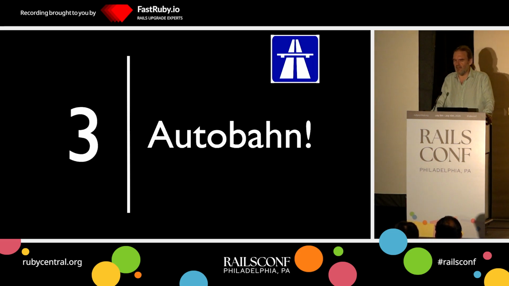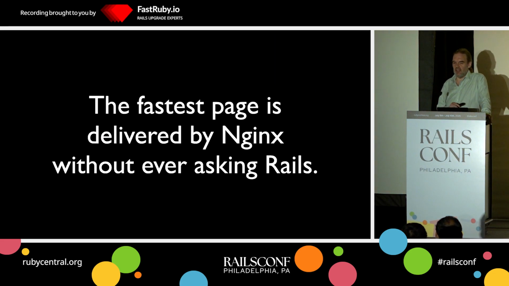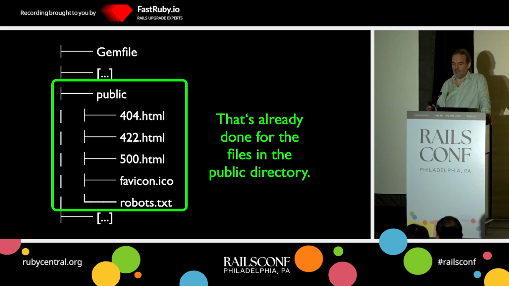So the last slides are for what I call Autobahn. I love German today. The fastest page that is delivered from our online shop is delivered by Nginx or Apache only, where Rails doesn't do anything. And this already happens always with these pages, like 404.html. These are static pages which are in the public directory and don't even trigger anything in Rails.